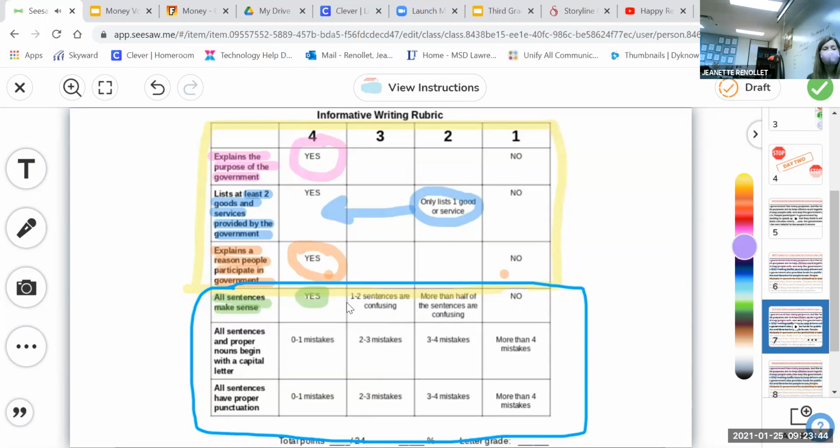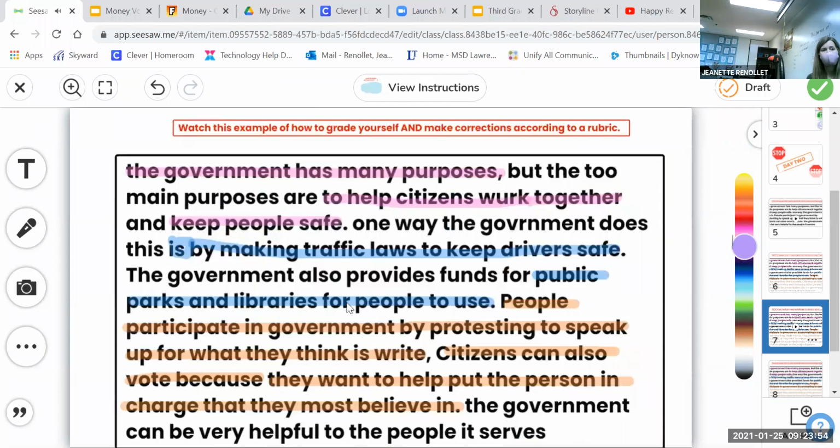Now I'm going to look at our next item, which states, all sentences and proper nouns begin with a capital letter. Now I can skim read. Look here, the first letter in my paragraph is not capitalized. Let me change that.